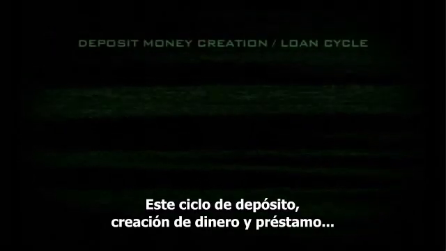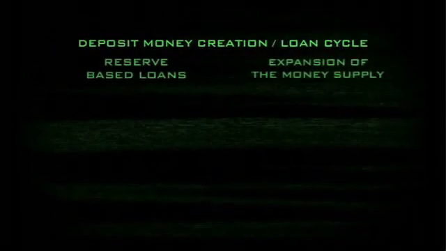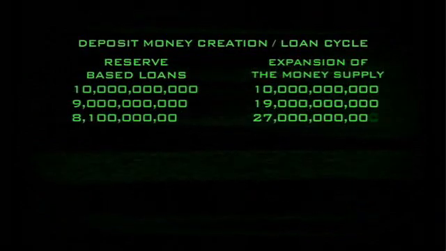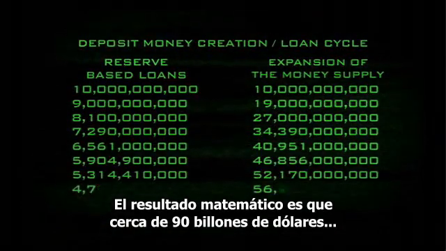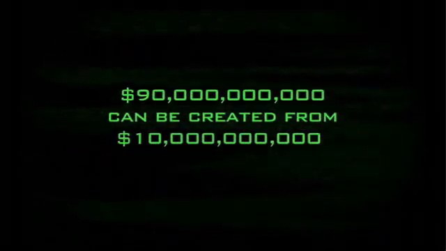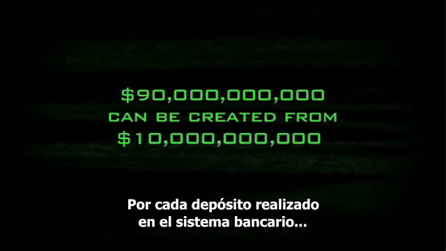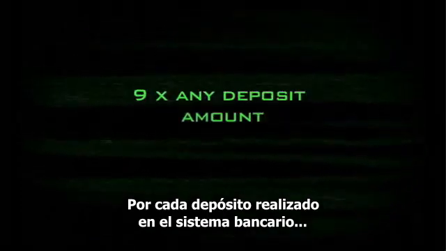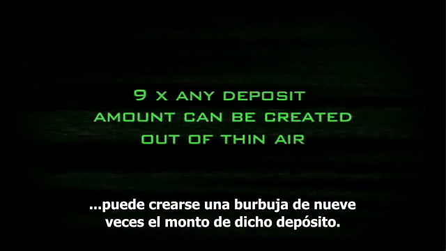This deposit money creation loan cycle can technically go on to infinity. The average mathematical result is that about $90 billion can be created on top of the original $10 billion. In other words, for every deposit that ever occurs in the banking system, about 9 times that amount can be created out of thin air.